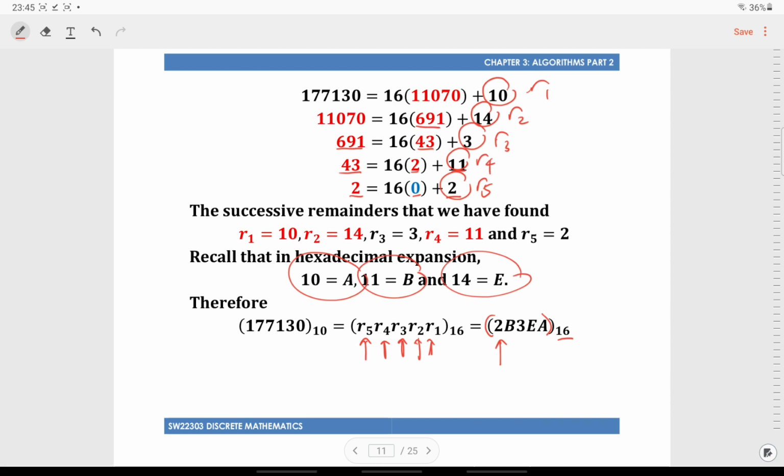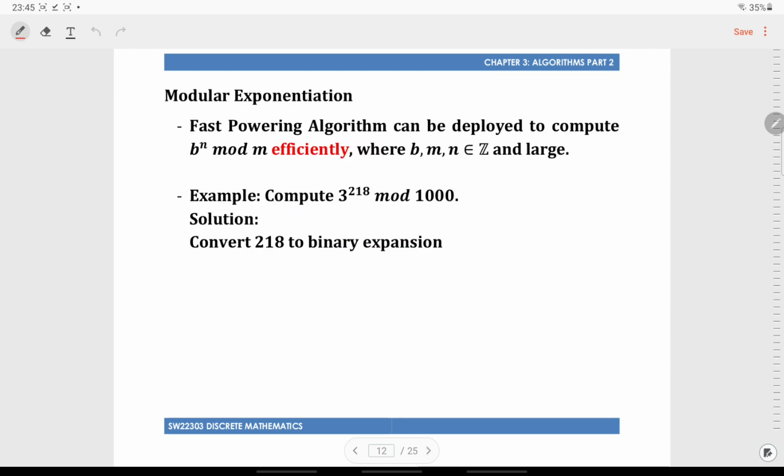So remember, for all the remainders with a value greater than 9, that means 10 up to 15, we need to convert those numbers into character form. So we have A equal to 10, B equal to 11, up to F equal to 15. In this case, we need to substitute 10, 14, and 11 with A, E, and B respectively, and we put that as the hexadecimal representation of the given decimal expansion. Okay, so finish with that.